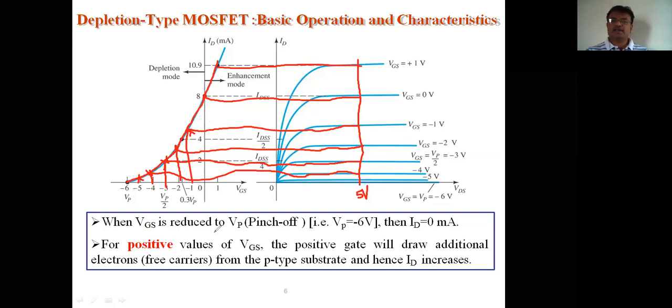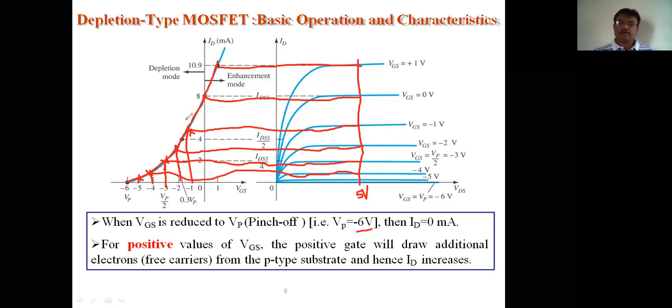When VGS is reduced to the pinch-off voltage, in this example it is minus 6, though there is no necessity to remember minus 6, then ID is equal to 0 milliamps. At pinch-off, ID is equal to 0. ID is equal to 0 at VGS equal to minus 6.